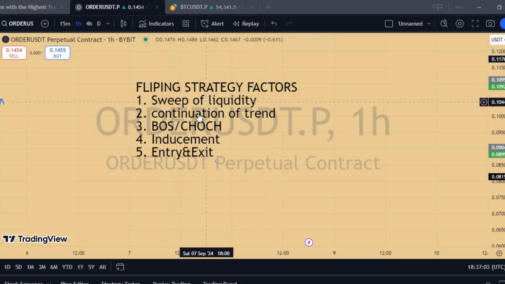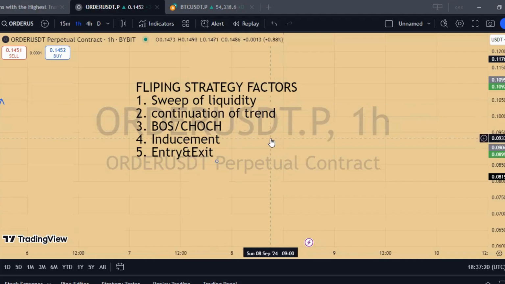Two, the continuation of trend. What I mean by continuation of trend is that after sweeping the liquidity, price continues moving with very high momentum. With that high momentum, it will either give us a break of structure, which is BOS, or a change of character, or a change of structure. You're making the same statement if you choose any of these.